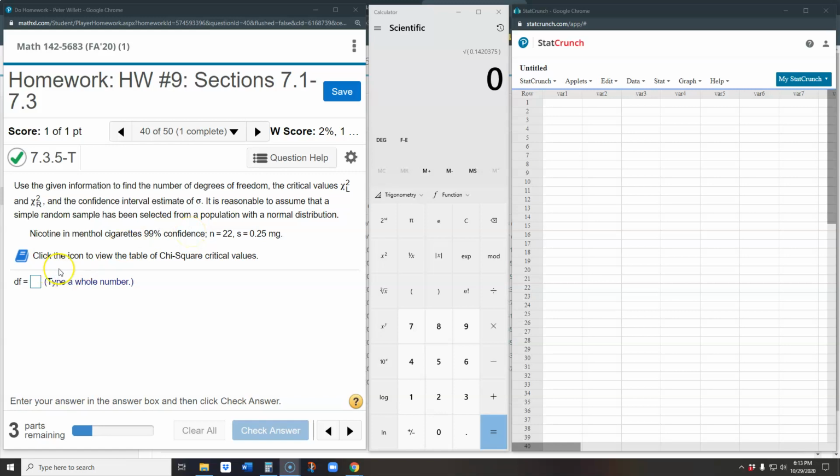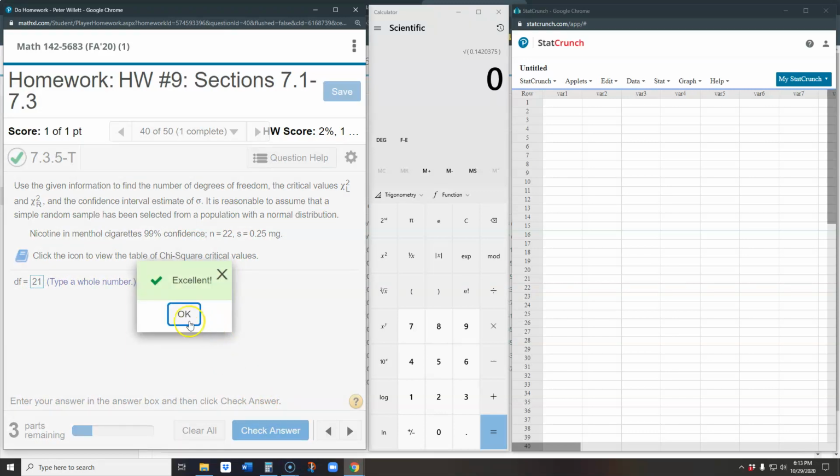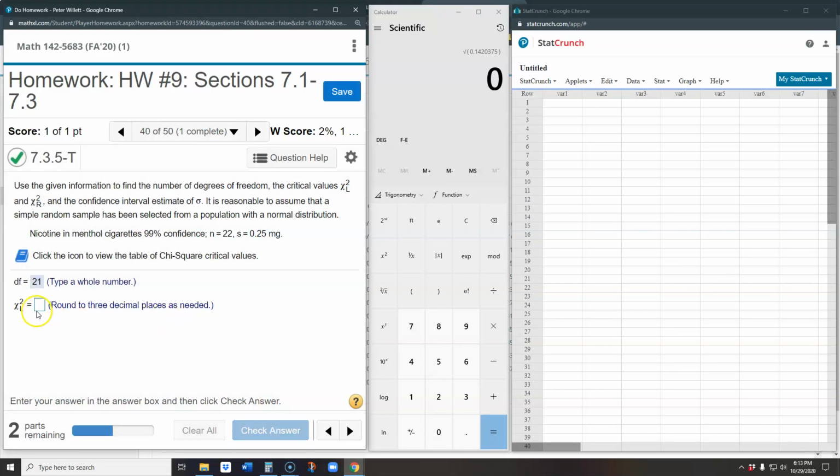So the first thing they ask for is the DF, which is the degrees of freedom. And the degrees of freedom is one less than the sample size. So since the sample size is 22, the degrees of freedom will be 21. So then they ask for the critical value of the chi-squared distribution on the left end of our confidence interval, and then they're going to ask for the right end, and then they're going to ask for the confidence interval. So how are we going to find these things?